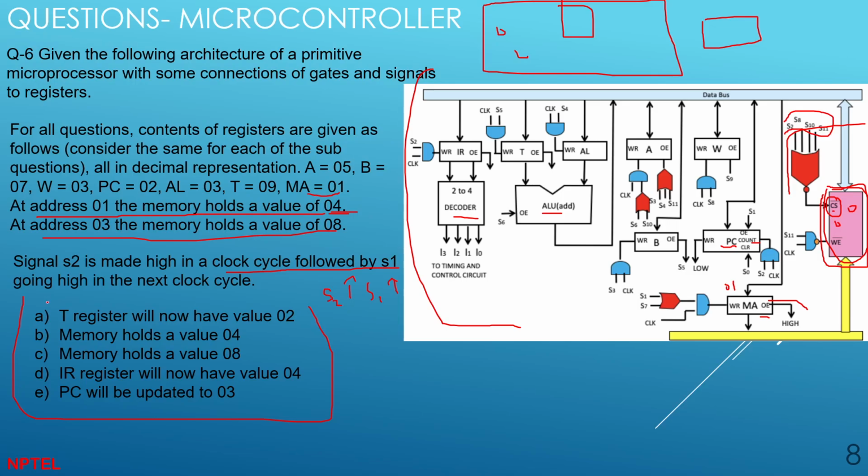So how to solve this kind of question? First, you need to encircle or find the signals S2 and S1. First we will search for the S2 signal here. There is this S2 here. Then there is again, where is the S2, S2, S2, S2.